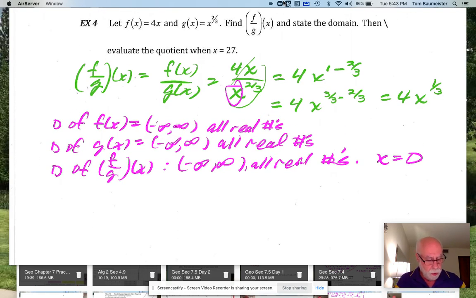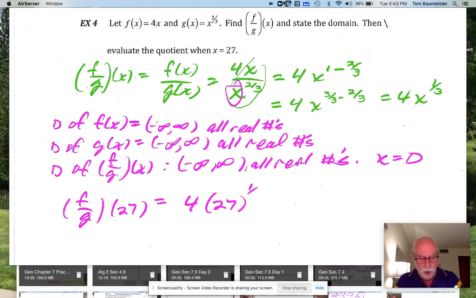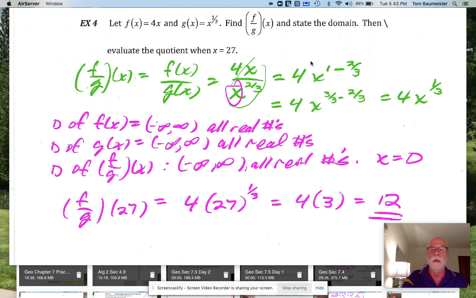And then on this one here, they asked us to find f divided by g of 27. So on that one, we can take 4 times 27 raised to the 1/3 power. The 1/3 power is the same as the cube root. So what is the cube root of 27? It's 3. So then we'll get 12. There you go. I did one of each. I think on the homework, it has you do 2 of them on each one.